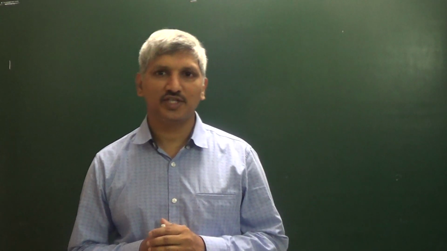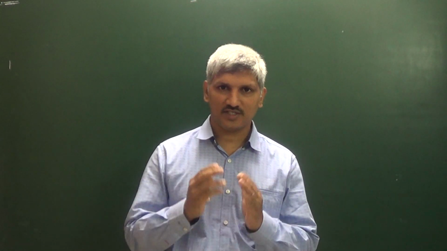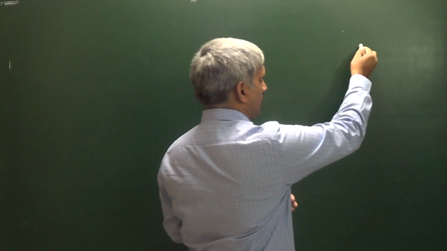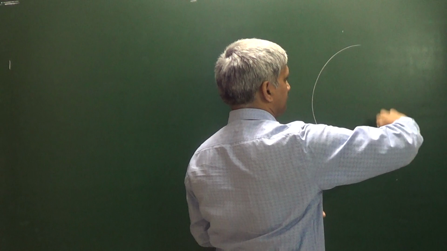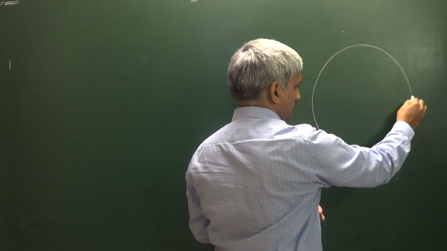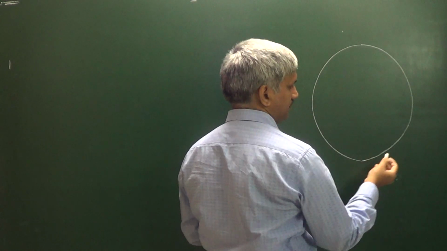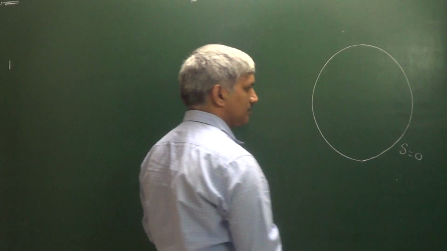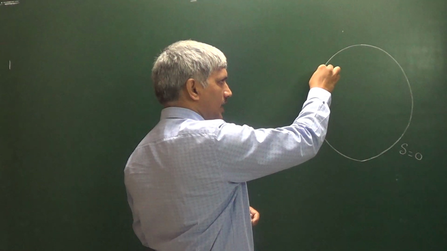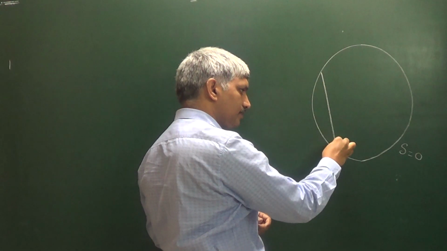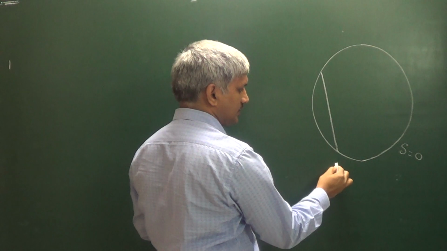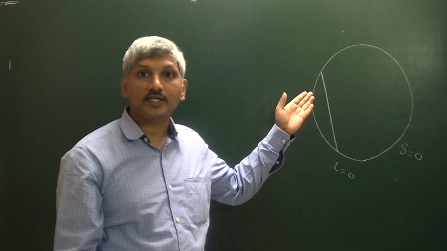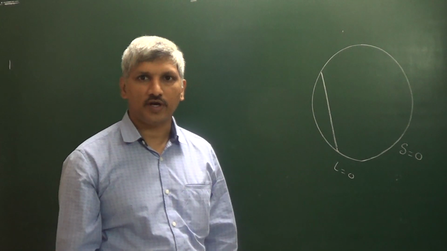Hi dear students, in this class I am going to discuss the continuation of the circle part. This is the information given. A circle is given. S equal to 0 is the equation of a circle, and there is a line. That line equation is L equal to 0. The line intersects the circle at two distinct points.